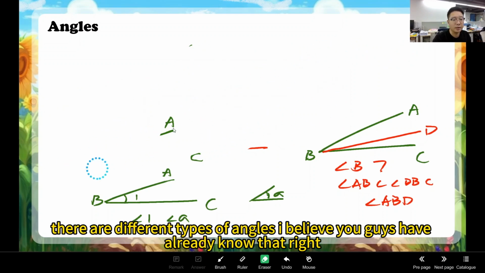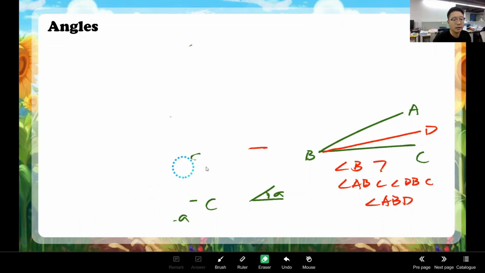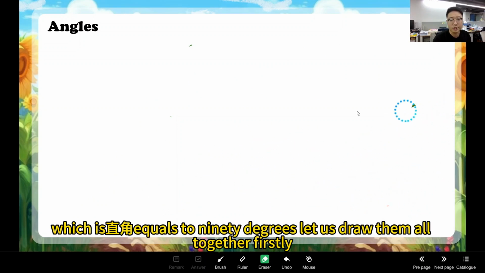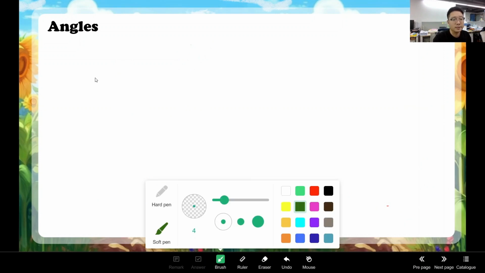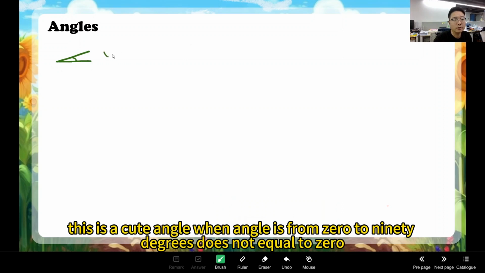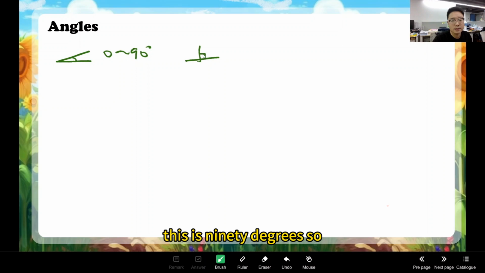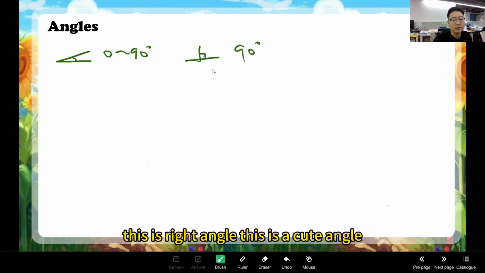I believe you guys already know that, right? Probably the acute angle, 锐角, and the right angle, which is 直角, equal to 90 degrees. Let us draw them all together. Firstly, this is an acute angle when the angle is from 0 to 90 degrees. Does not equal 0, doesn't equal 90, right? And another angle, so this is 90 degrees. So this is a right angle.